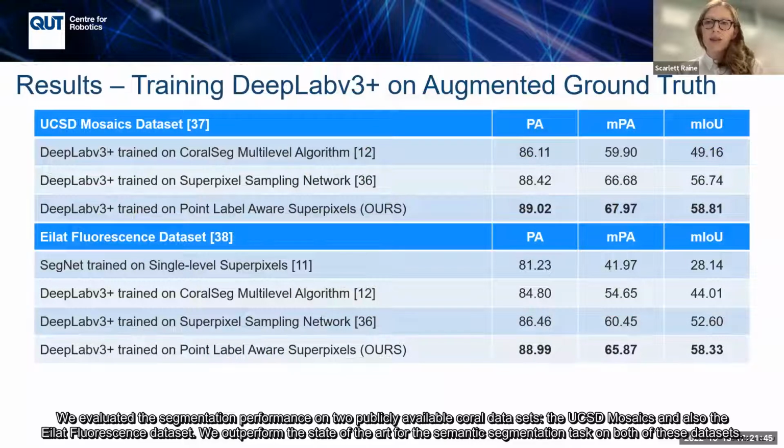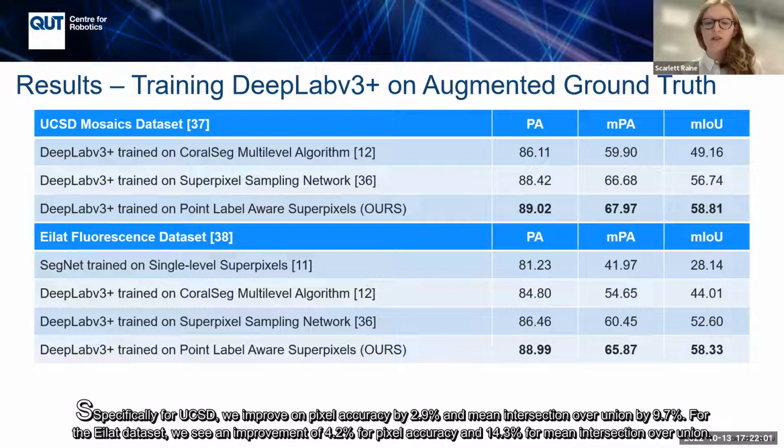We evaluated the segmentation performance on 2 publicly available coral datasets, the UCSD Mosaics dataset and also the ILAT fluorescence dataset. We outperformed the state of the art for the semantic segmentation task on both of these datasets. Specifically for UCSD, we improved on pixel accuracy by 2.9% and mean intersection over union by 9.7%. For the ILAT dataset, we see an improvement of 4.2% for pixel accuracy and 14.3% for mean intersection over union.